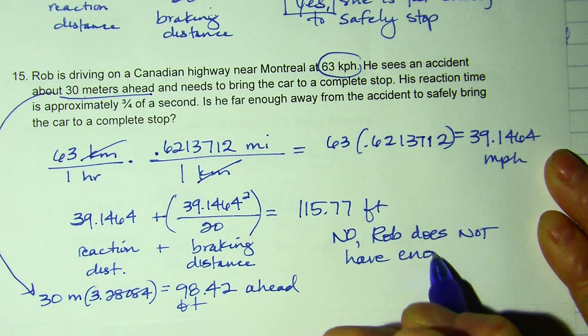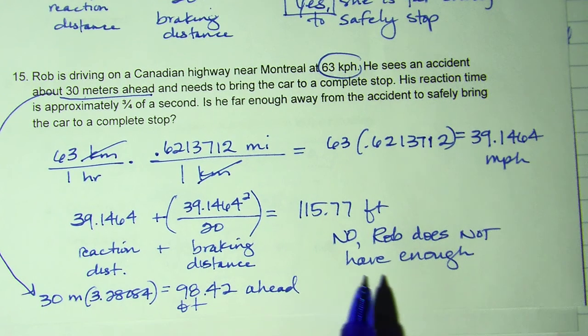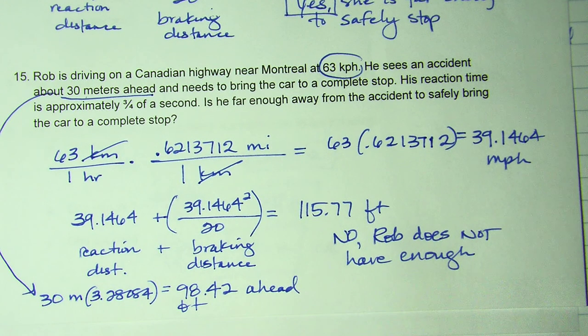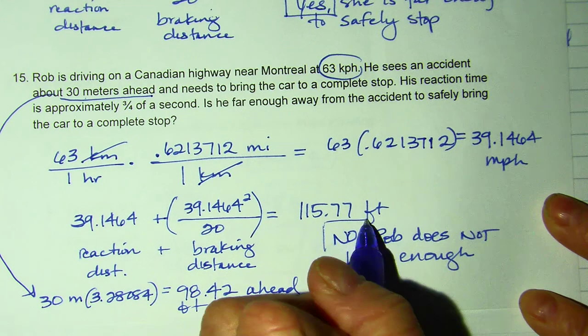Meaning he's probably going to run into the accident, which is how you get in a big accident on the highway, a pileup, right? Because we don't have enough distance between us and the car in front of us to come to a complete stop. So that is the last problem of this section. So this answer is no.